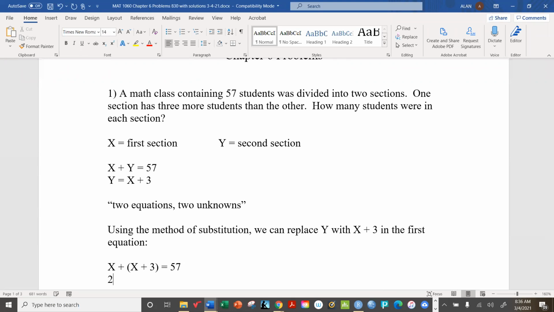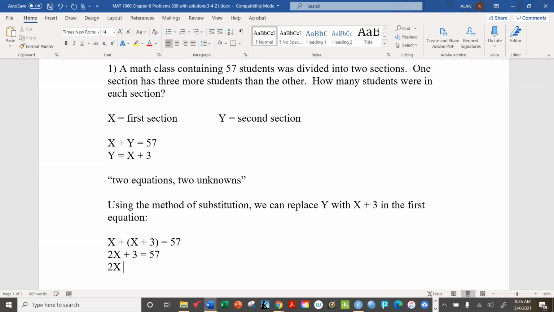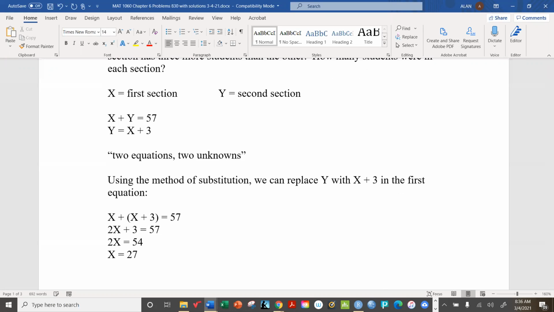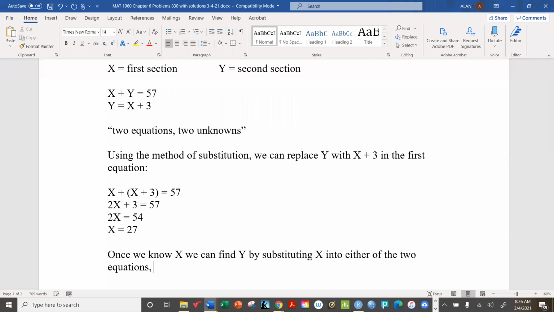And now when we drop the parentheses, we'll have 2x plus 3 equals 57. 2x equals 54 after subtracting 3 from both sides. And then finally, x equals 27 after dividing both sides. Once we know x, we can find y by substituting x into either of the two equations as follows. Of course, what you want to do is pick the easier one.